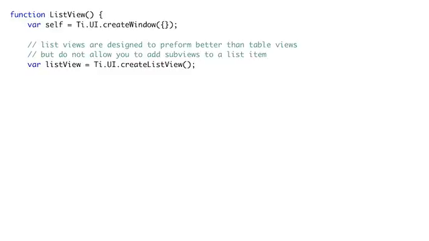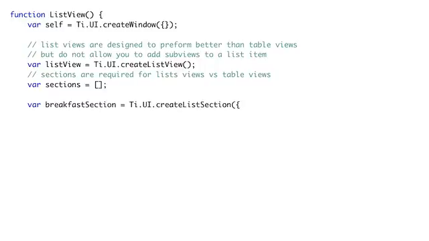So you create a list view by calling Ti.UI.createListView, and then we'll create a sections array. And like I said, they're required for list views where they aren't for table views. And let's just create one where the sections will be a meal. So we'll do a breakfast section, and we'll just give it a header title, which is the value that's going to display in the header, and call it breakfast.